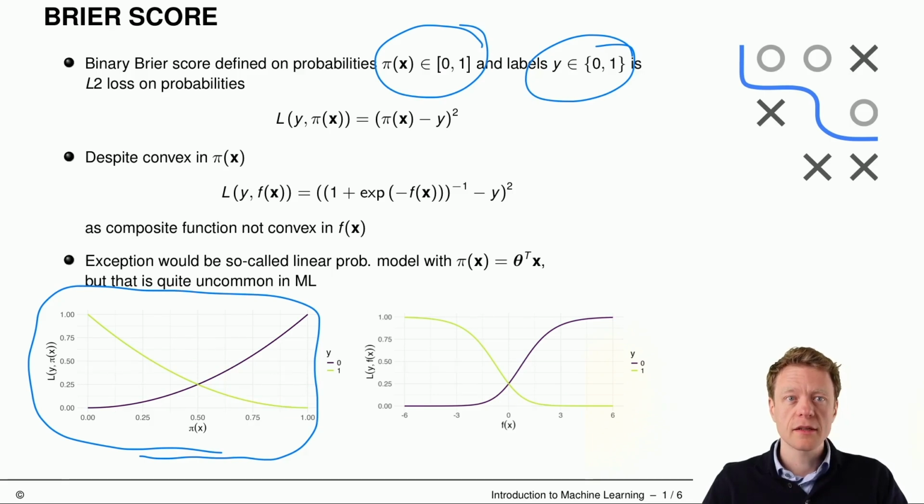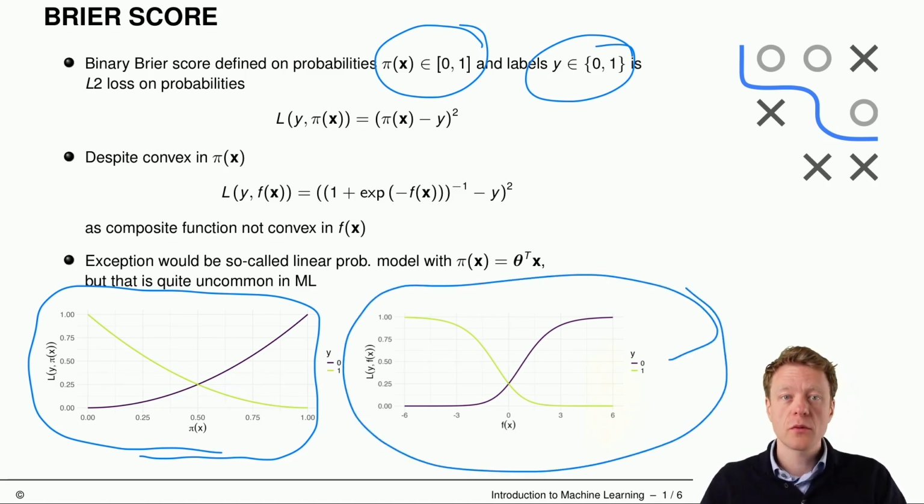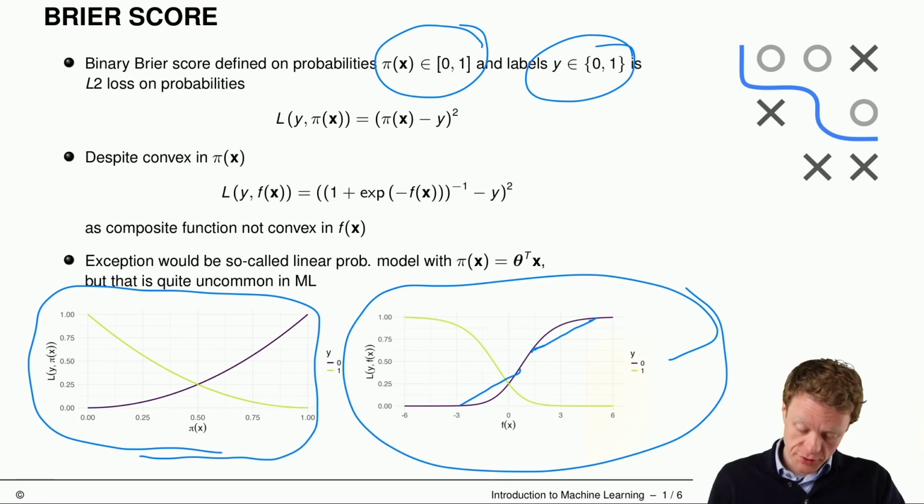But if we look at it as a function in f, so in the model, then it's no longer convex. That depends, of course, on how we define f, but usually we say f is, for example, the log odds. And then we have that sigmoid function, and with that sigmoid function here on the right-hand side, this loss is no longer convex, right? Here it would be okay, but if I try to connect these two points, the line is below the loss function, so it's not convex anymore.